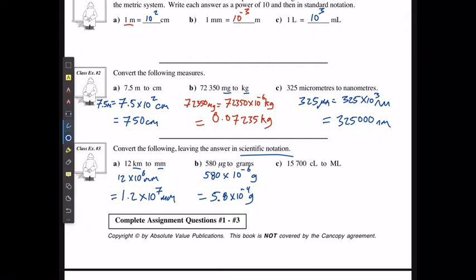And if I go from centiliters to megaliters, this is going to be 15700 times 10 to the negative 8 megaliters, which would be the same as 1.57 times 10 to the negative 4 megaliters.